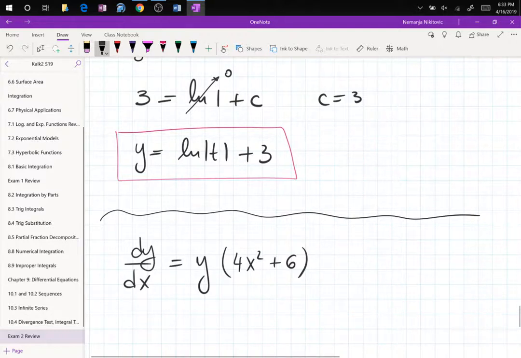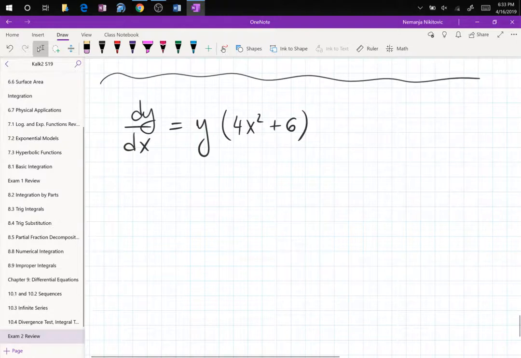Oh, nice. So we have another differential equation. This time the initial condition is not given to you. Therefore, you are only supposed to do separation and then solve it. So let's go.